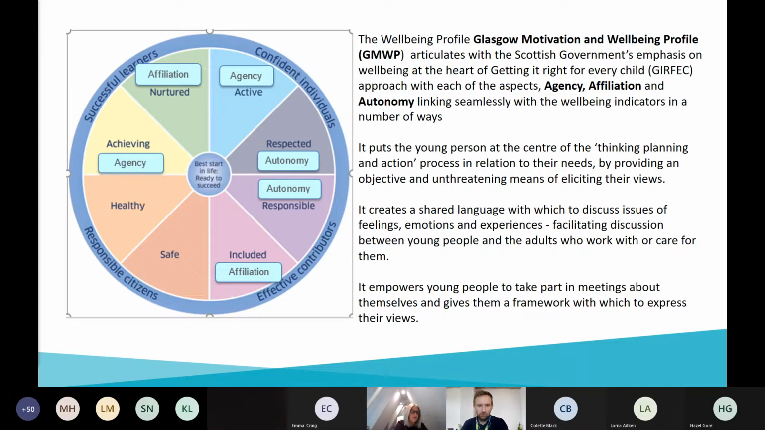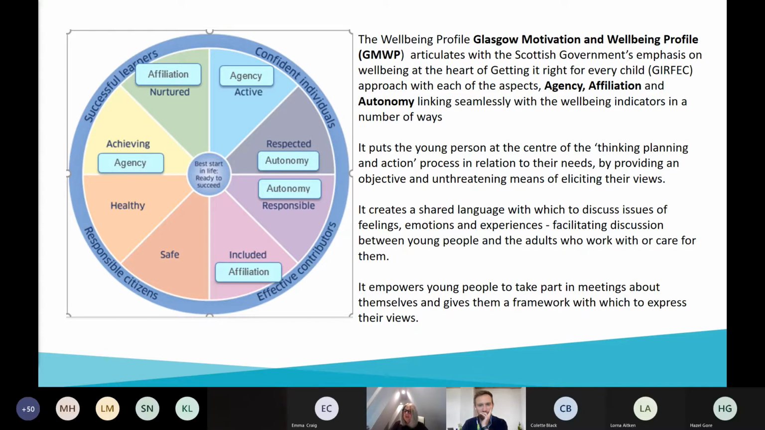The GMW profile produces a score for each of these areas. Agency is a section which reflects the degree to which young people feel they are achieving and active. Affiliation is a sense of belonging. It reflects the degree to which a young person feels nurtured and included. And autonomy is a sense of self-determination: I am allowed and I am trusted. And this has two sections linked to feeling respected and responsible.